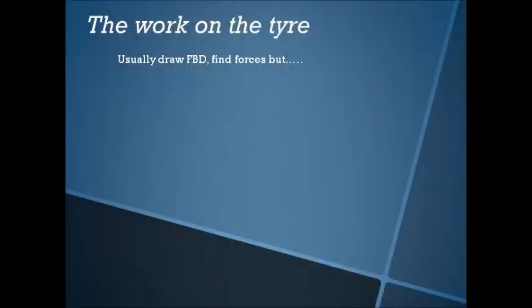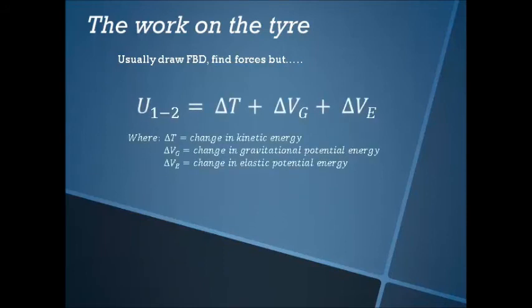Let's also calculate the work on the tyre. To find the work done, we could draw a free body diagram, find the forces acting on the tyre, and do extra calculations. However, the work done on a body in planar motion is actually equal to its change in total energy. As the tyre remains on the ground, there is no change in gravitational potential energy, and with no springs present, no change in elastic potential energy either.